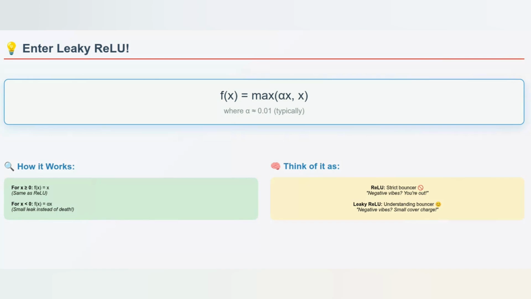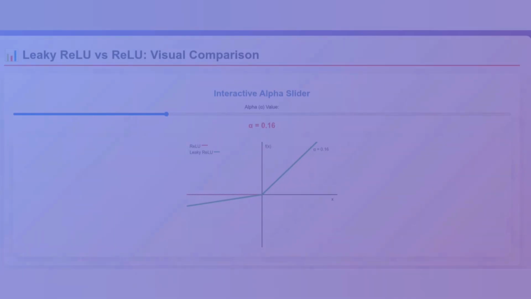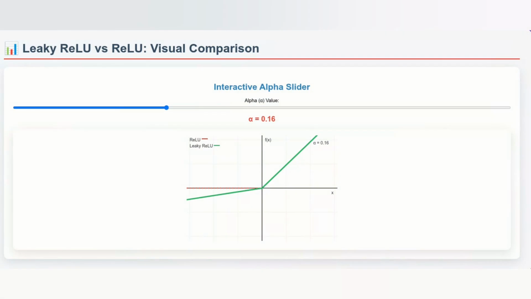Think of it like this. ReLU is like a strict bouncer who kicks out anyone with negative vibes. Leaky ReLU is like a more understanding bouncer who still lets them in but makes them pay a small cover charge.